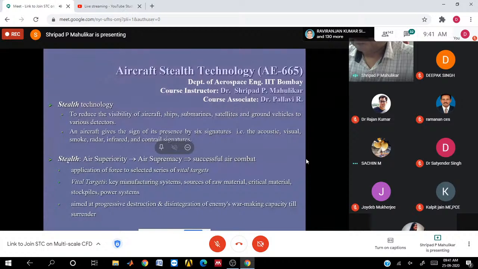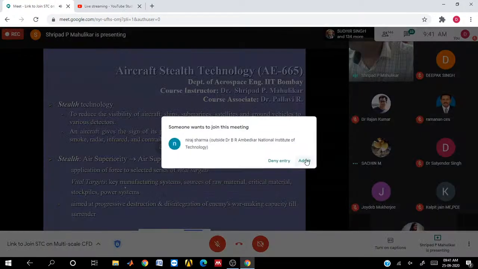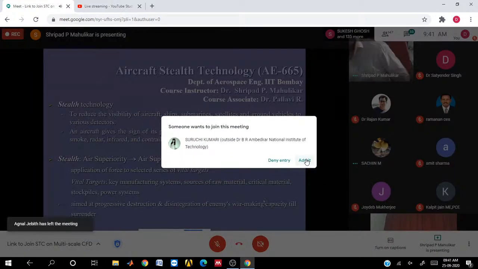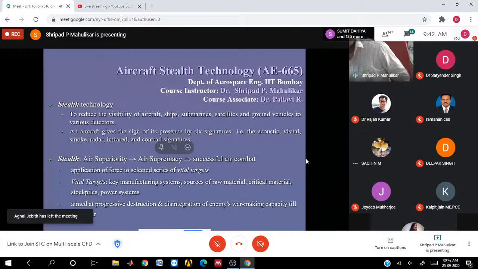As you can see from this particular point, that is the air superiority, the aim is to have a surgically clean operation. Surgically clean operation would mean that the damage to civilians is minimized, as far as possible negligible or almost zero. That is the reason why all these points, like key manufacturing systems and electrical power systems, are aimed at. When any or all of these are targeted and destroyed, then the opposite side's war-making capability significantly reduces. That is a very brief introduction to stealth technology and what is the basic aim of stealth technology.